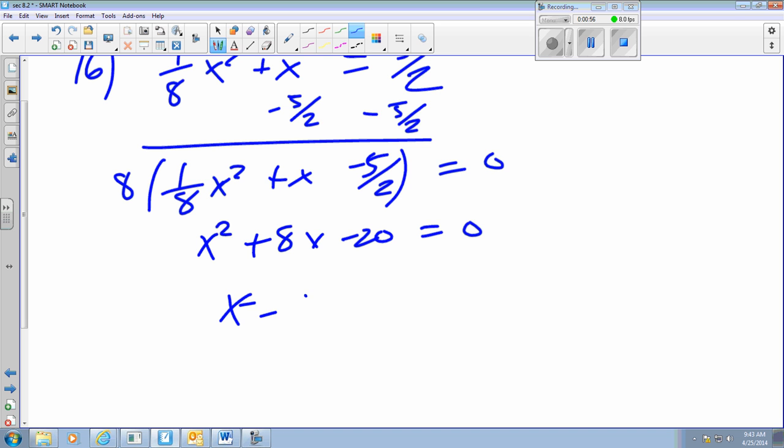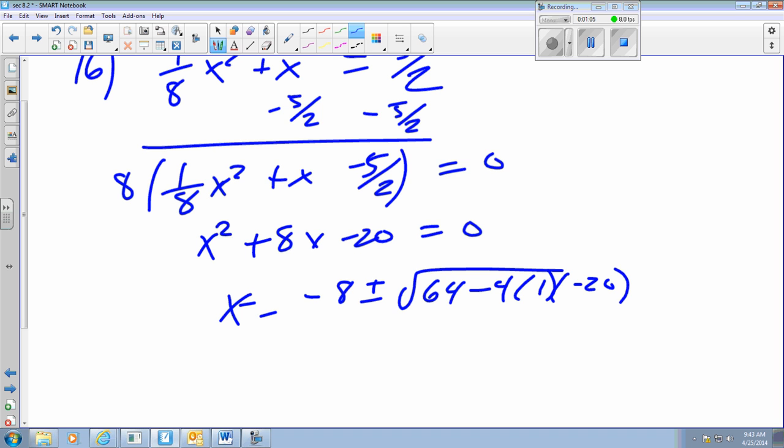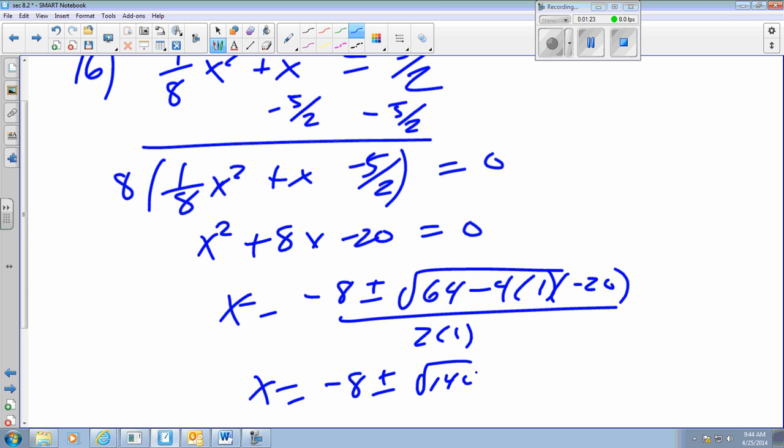X equals negative 8 plus or minus the square root. 8 squared is 64 minus 4 times 1 times negative 20, all over 2 times 1. Simplifying that, I'm going to have negative 8 plus or minus, well, negative 4 times 1 times negative 20 gives me positive 80. Positive 80 and 64 gives me the square root of 144 over 2. Let's simplify that into negative 8 plus or minus 12 over 2.